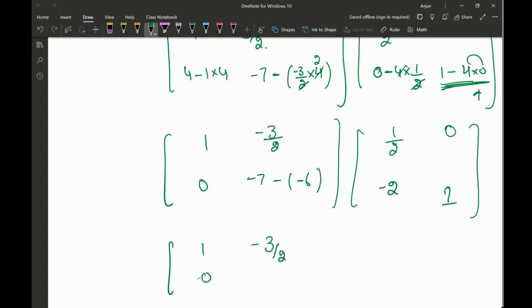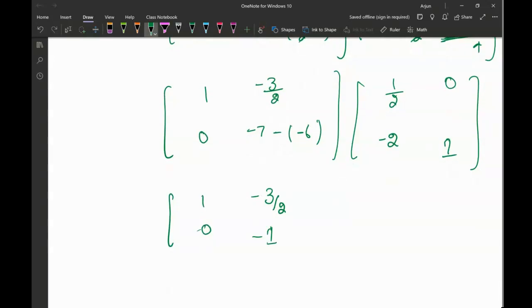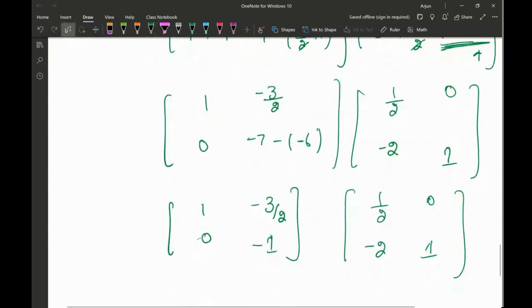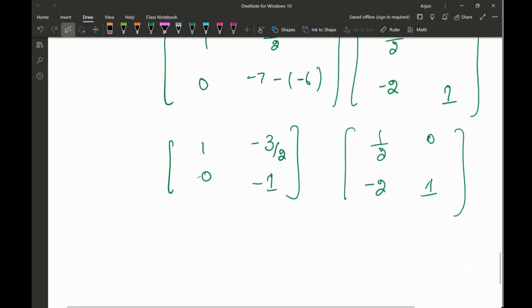3 over 2, 0, minus 7 plus 6, which is minus 1. And then this will be 1 over 2, minus 2, 0, and 1. See how many steps I'm doing just to perform one operation. So I highly encourage you guys to give yourselves enough space and enough steps so that you do not make any mistake.